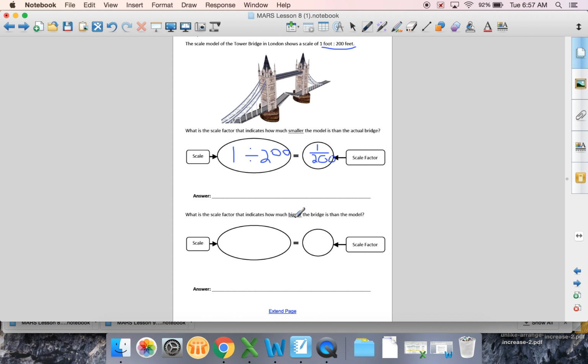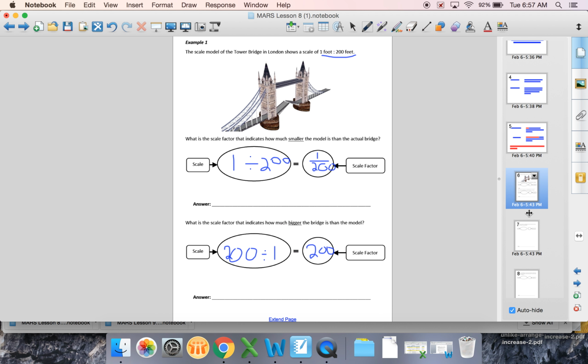Now, the scale factor that indicates how much bigger the bridge is than the model: we start with our larger one, the 200 feet. So it's going to be 200 divided by 1, which means our bridge is 200 times larger than the model.